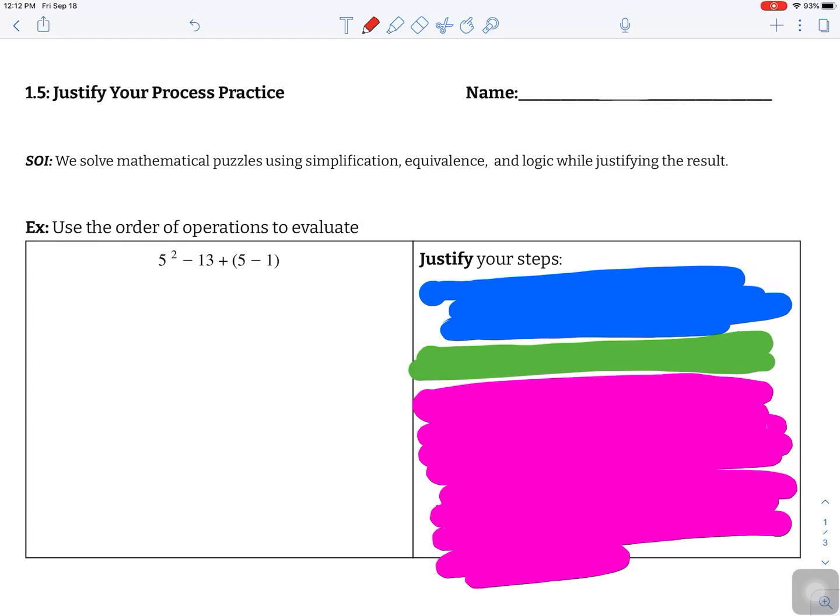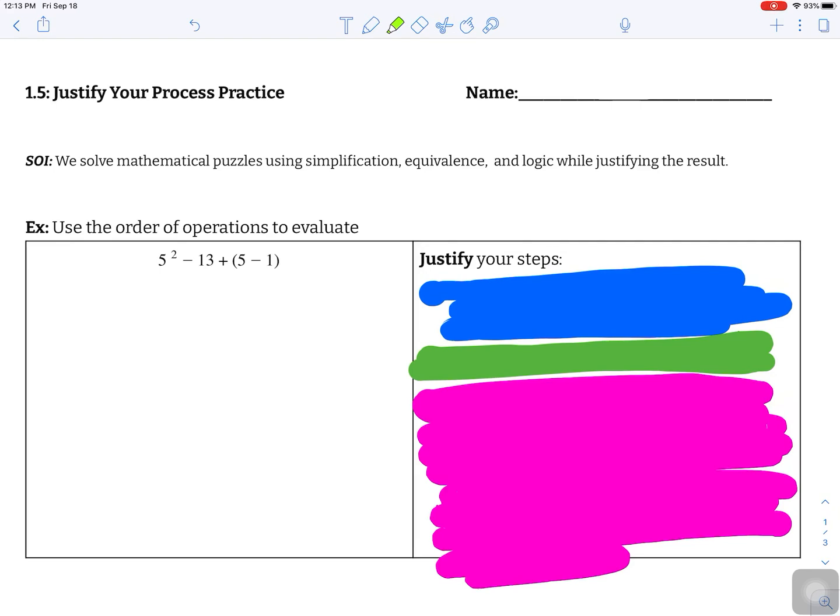Today we're going to spend some time really thinking about how we can justify our mathematical process. In algebra, we really care about the right answer and really care about logical thinking, but we also care that we can communicate that thinking to help people understand why our process is the way it is, and really to justify and prove to someone like, no, I did the math right on this.